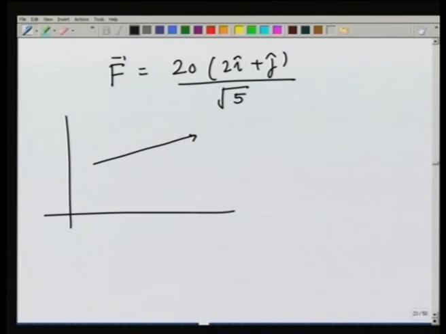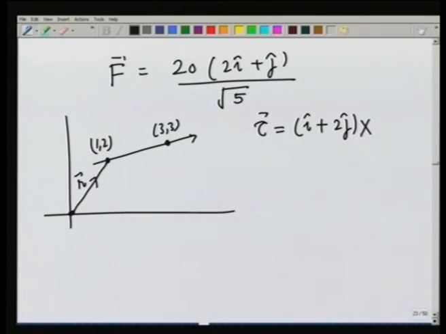It is being applied along the line which is passing through 1, 2 and 3, 3. Let us calculate the torque about the origin by first taking r from 0 to 1, 2. So, this vector is going to be i plus 2 j, and we are crossing it with F, the determinant way: i j k, 1, 2, 0.